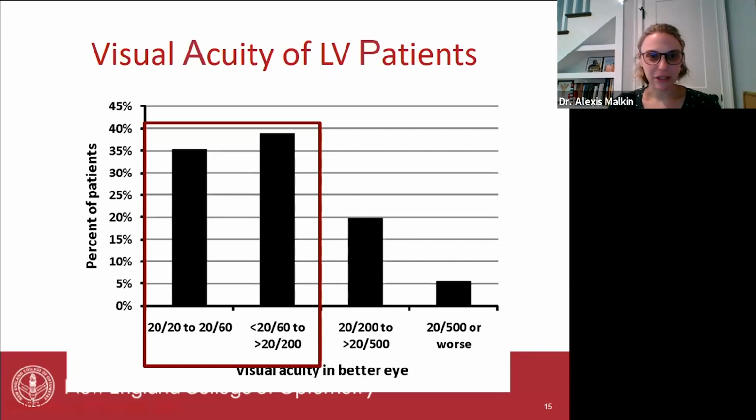In this particular study of who actually presented for services, not who has low vision, about a third were in the 20/20 to 20/60 range. And then another 35 to 40% were in the 20/60 to 20/200. So that covers about 75% of patients who were actually showing up for services.